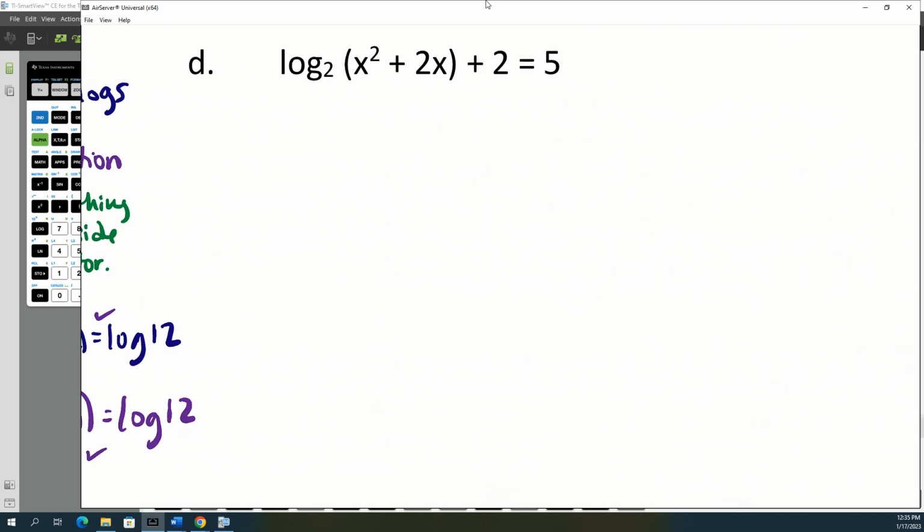Okay. Let's look at D. So D is the first one we've done that we have to isolate the logarithm. So because I have this +2 added on the outside, the first thing I want to do is subtract that 2.